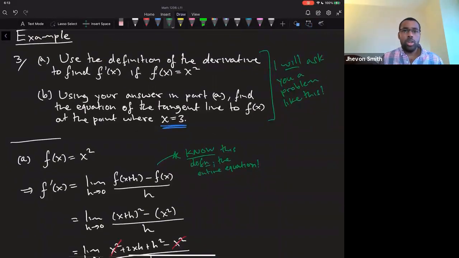And then we did some examples where you wanted to use the definition of the derivative to find the derivative of certain functions. So whenever it is stated in this way, and yes, I will ask you a problem like this, use the definition of the derivative to find f prime for blah, or use limits to find f prime for blah, it means that I expect you to use this definition, this equation right here.